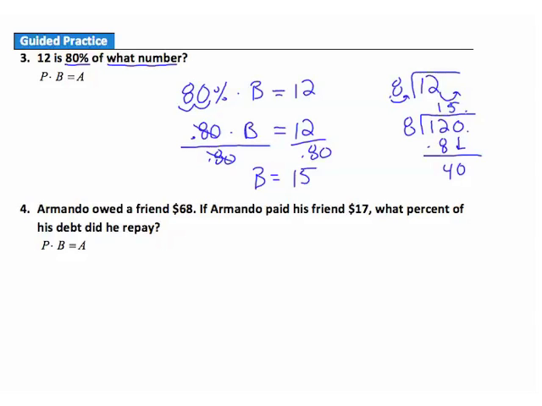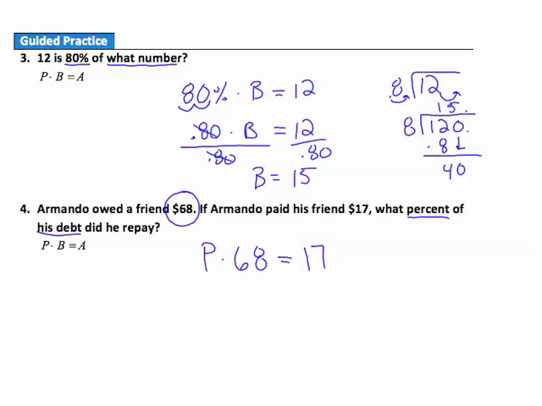So here we have percent of his debt. That's the percent and the base. So our percent is unknown, and we want to multiply that times his debt. Well, what was his debt? That's listed way back here. That was $68. So we want to take a percent times 68. And when we get done taking that percent, we're going to end up with the amount he paid, which was $17. Okay, so we're trying to solve for p there.